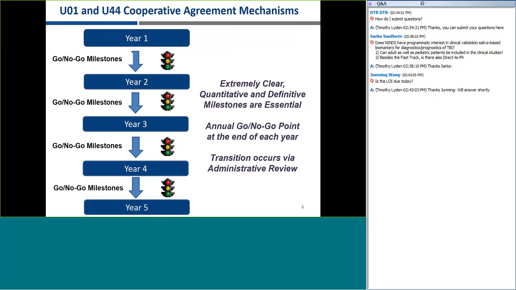So, and also the FDA is working with us on this too. So we hope we have a team that can help you through this entire process. And as I said, transition occurs via this administrative review, and the opportunity for transition occurs once a year.